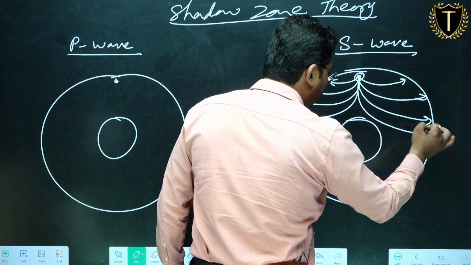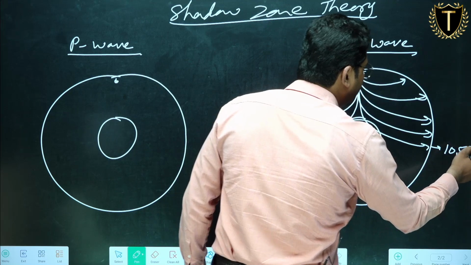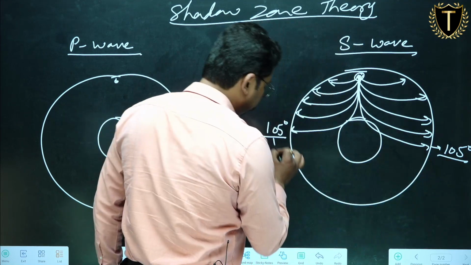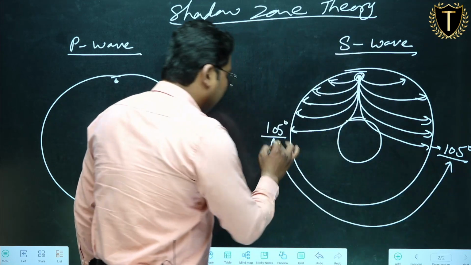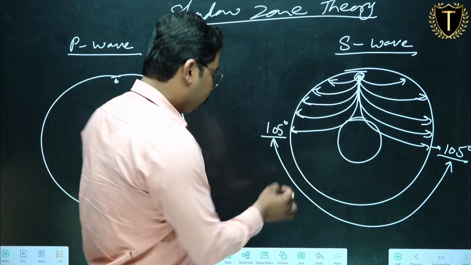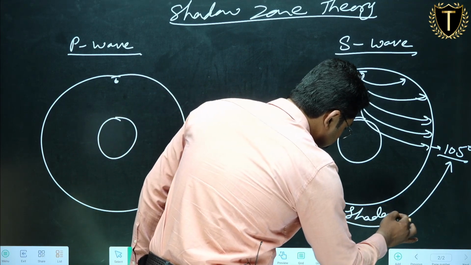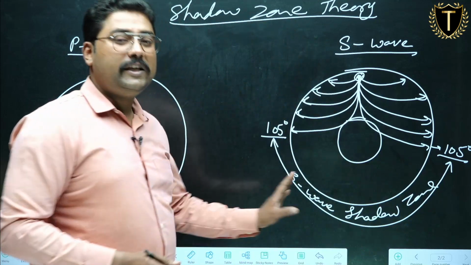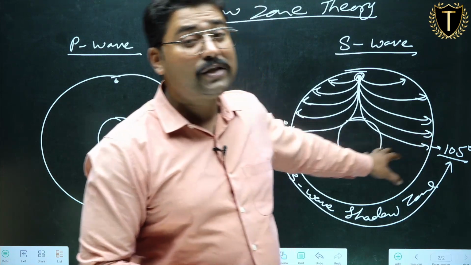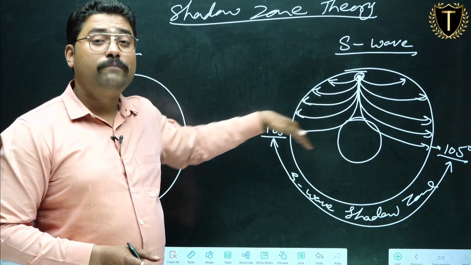And it has been noticed that beyond 105 degrees on both sides of the focus, the S waves are not recorded on the seismograph. This is considered the S wave shadow zone. Due to this property only, if you remember, another name for S waves is half body waves, because they pass through only half the body.